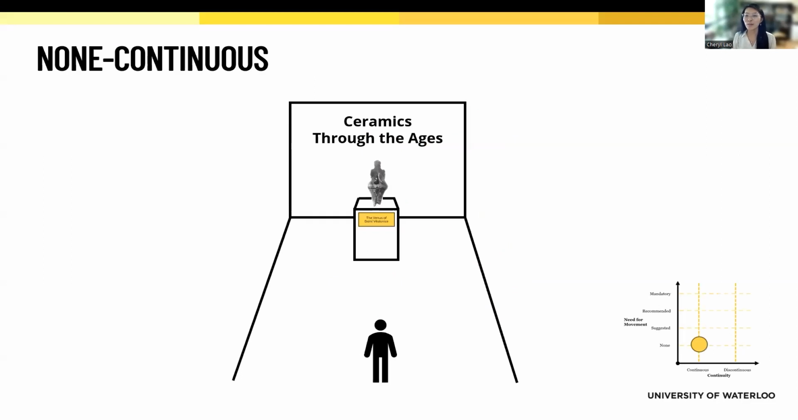The exhibit begins with the visitors facing a replica of the Venus of Dolní Věstonice, the oldest known ceramic artifact. So the name of the exhibit is projected on the wall above the sculpture, and it can be easily read by visitors as they enter.